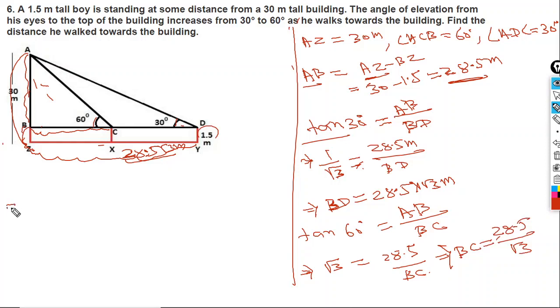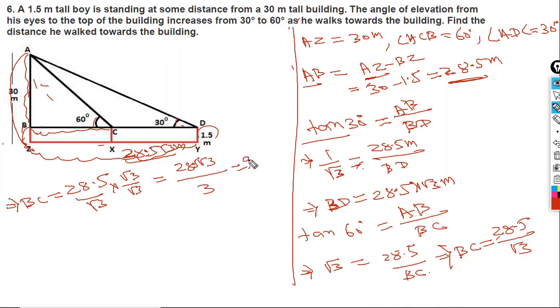Now write BC equal to 28.5 divided by root 3, multiplied by root 3 by root 3. We will rationalize it, which will be equal to 28.5 root 3 divided by 3. Now you cancel it: 3 nines are 27, then 9.5 root 3. So 9.5 root 3 is the length of BC. What we need is the length of CD.